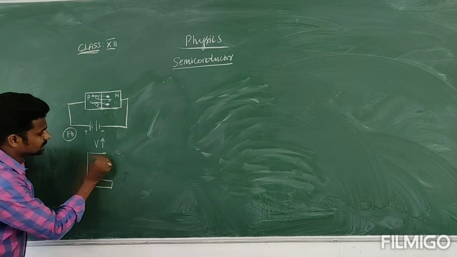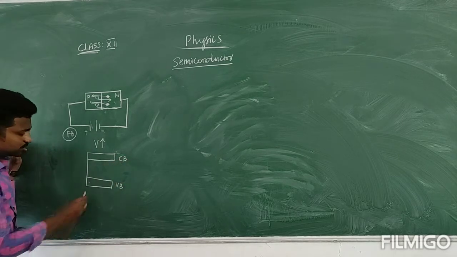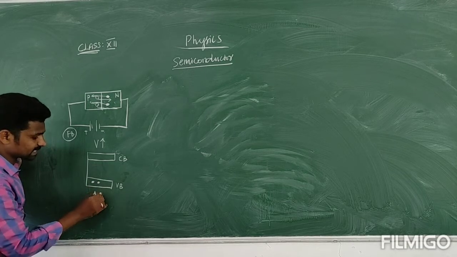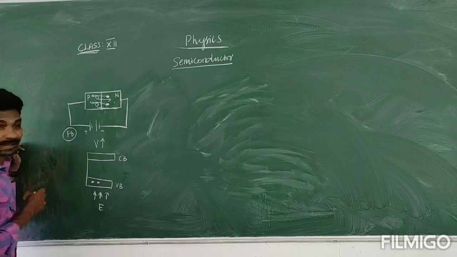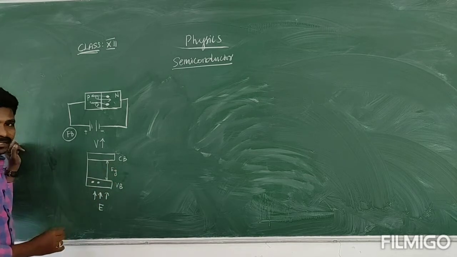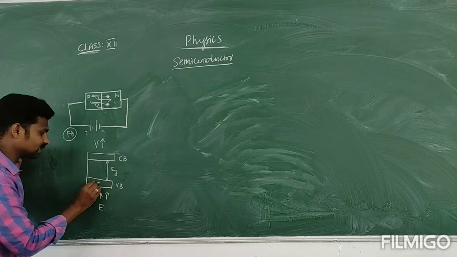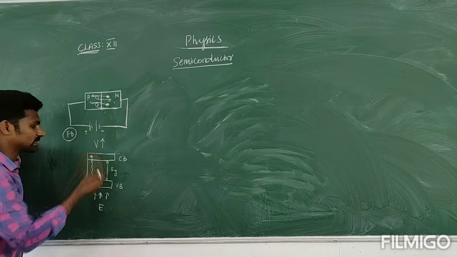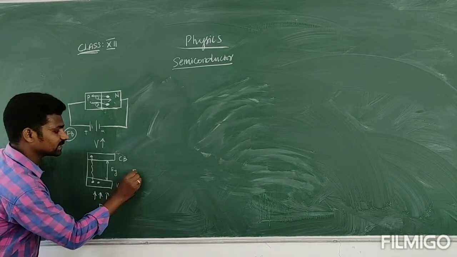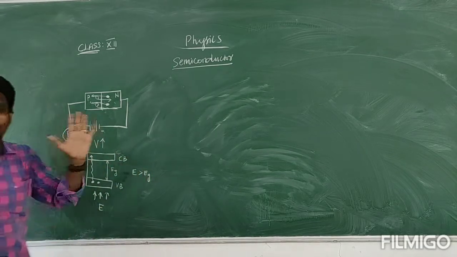In the energy level diagram, this is the valence band, and this one is the conduction band. Say for example, the electrons in the valence band, now we can supply the energy by using the battery. This is the energy gap, that is Eg. We should supply energy more than this energy gap, then only the electrons will overcome the energy gap and jump to the conduction band. So the condition here is that the applied energy is more than the energy gap.